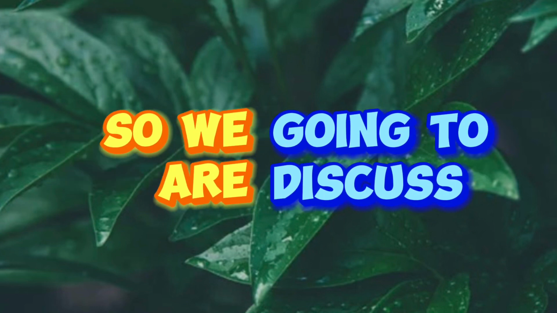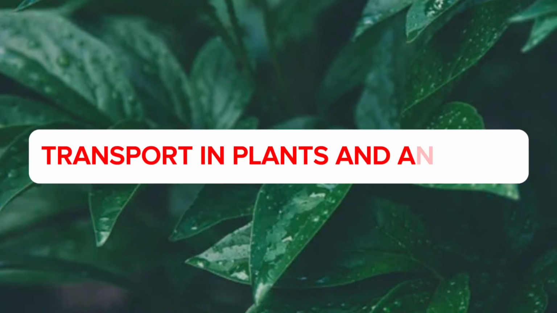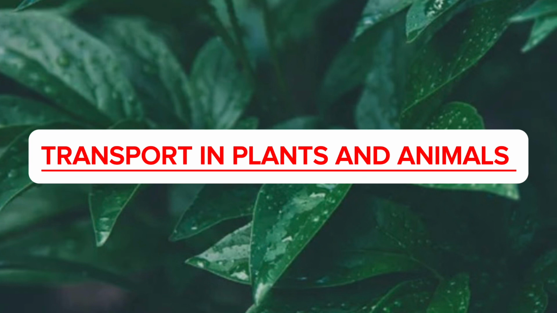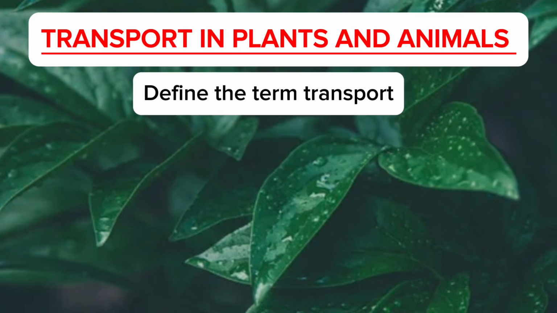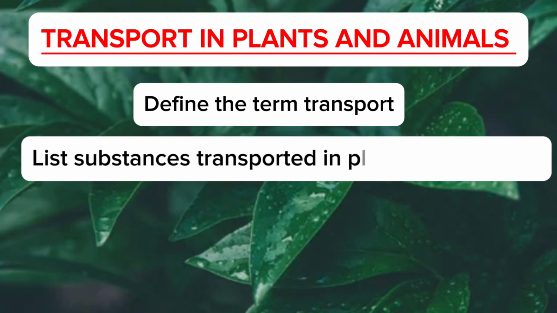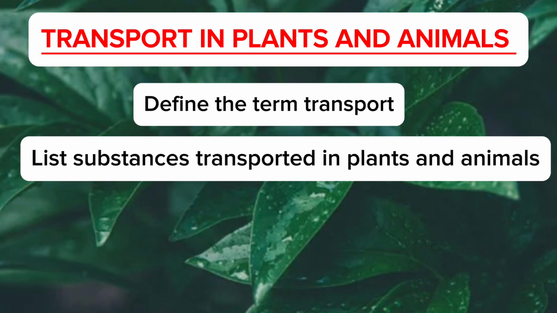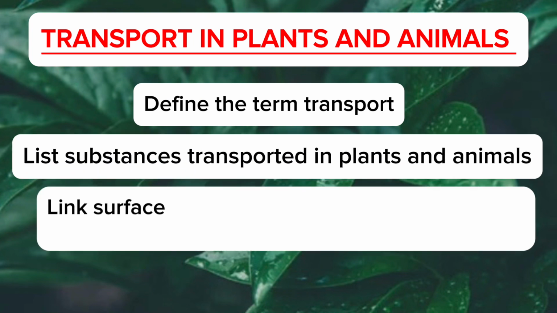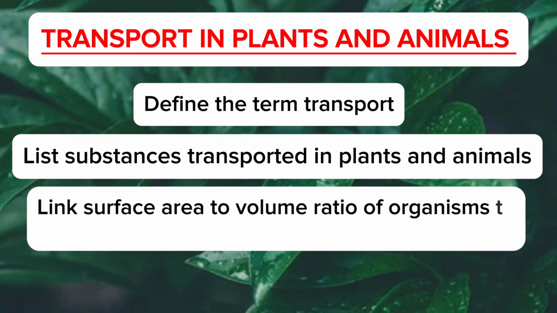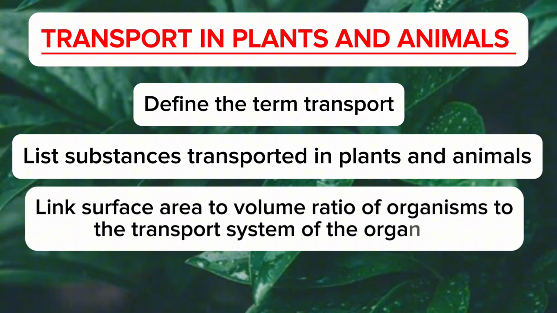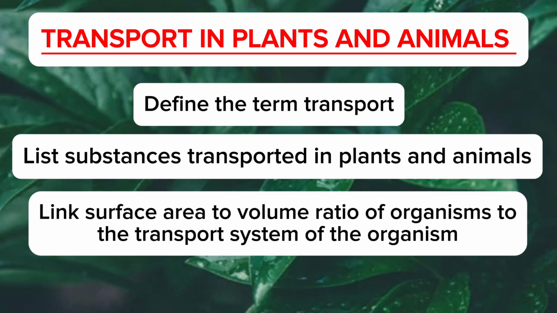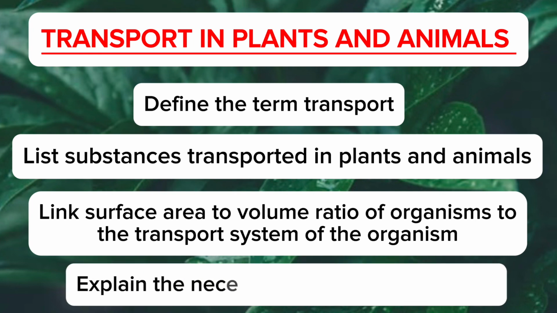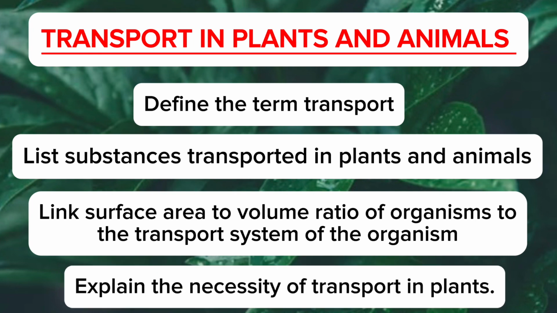So we're going to discuss transport in plants and animals. We are going to define the term transport, list substances transported in plants and animals, link surface area to volume ratio of organisms to the transport system of the organisms, and lastly, we're going to explain the necessity of transport in plants. So let's begin.